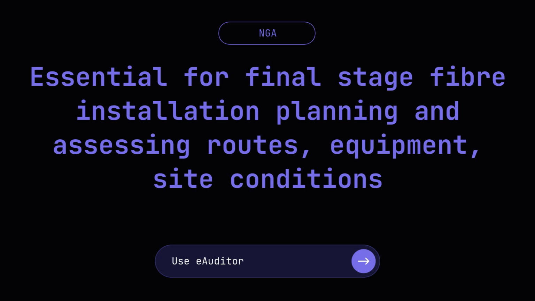The NGA Last Step Fiber Scoping Form V2 is essential for final stage fiber installation planning. It helps you assess routes, equipment, and site conditions effectively. Use eAuditor to capture site details and photos in real time. Keep your scoping records organized and accessible. This tool ensures all project needs are met efficiently.